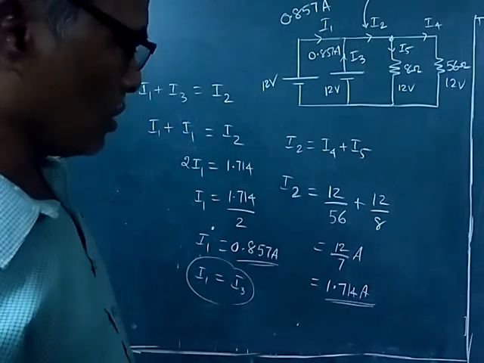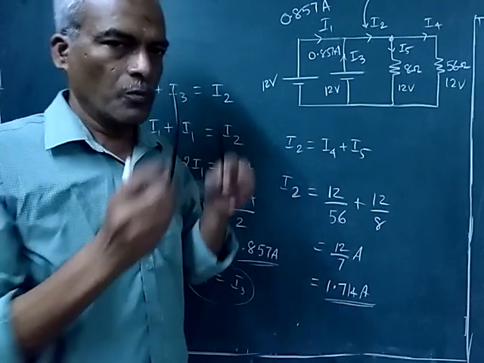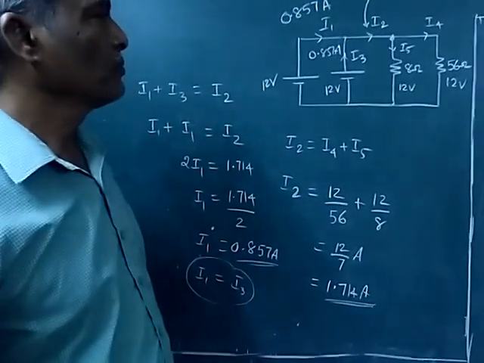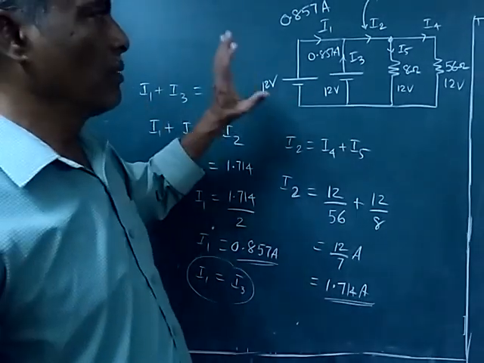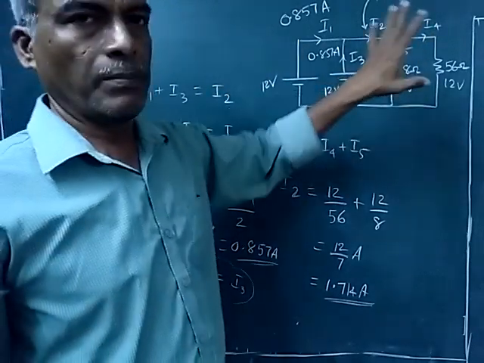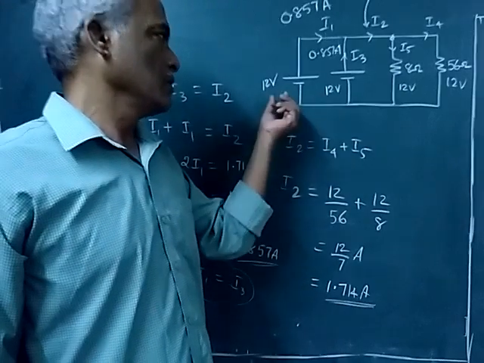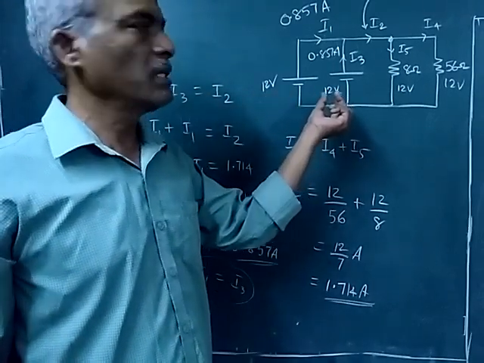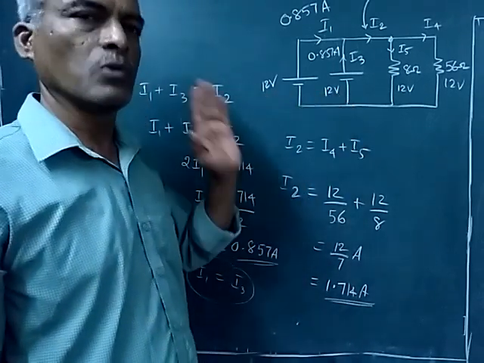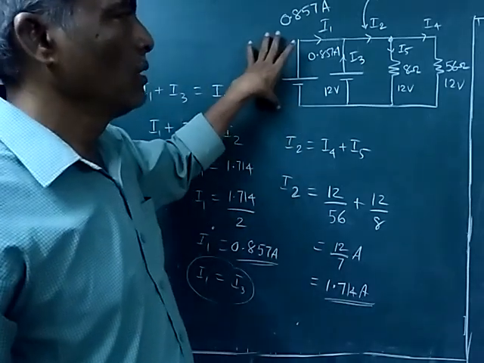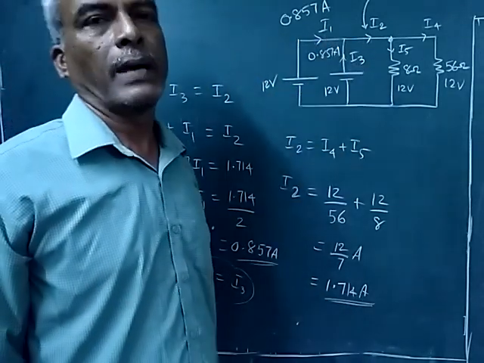So that's all about solving this problem. Hope you have understood this problem. You should keep in mind that all are connected in parallel, therefore the voltage will be the same. And one more important point: this is 12 volts, this is also 12 volts. It will not make 24 volts, it is only 12 volts, because the batteries are connected in parallel.